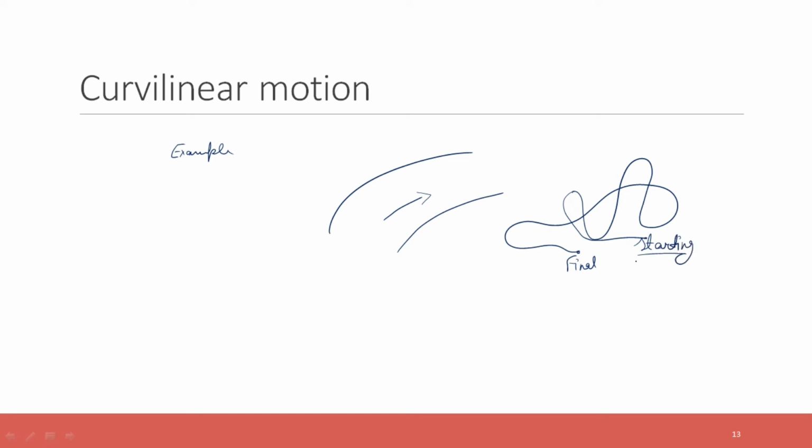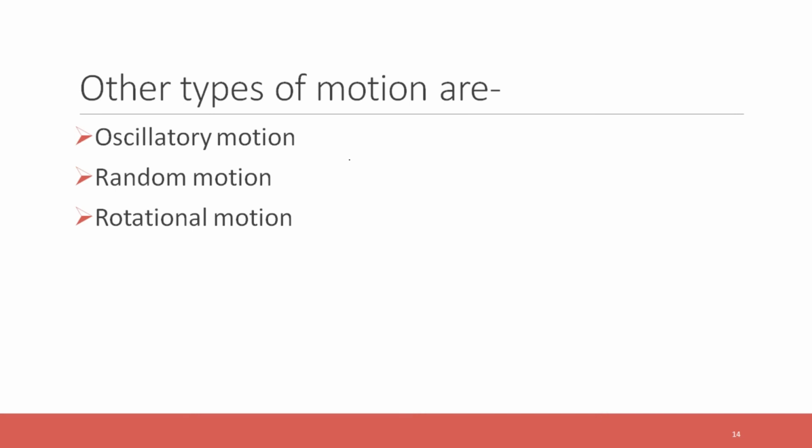So you can see the roller coaster is going through different types of curves. So you can say the motion of a roller coaster is an example of curvilinear motion. So we can write roller coaster, right? We have other types of motions also. One is oscillatory motion, next is random motion, and the next is rotational motion.